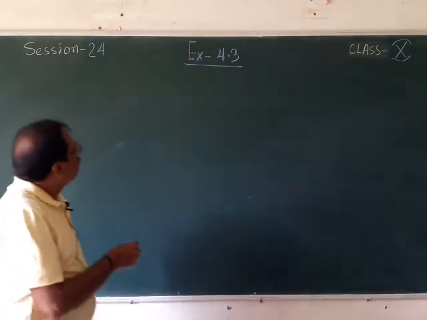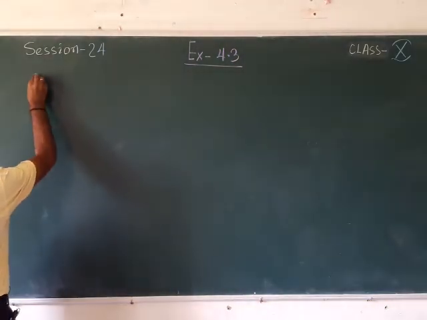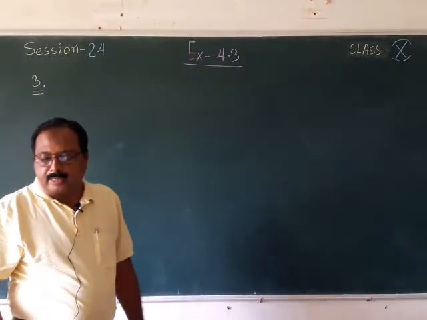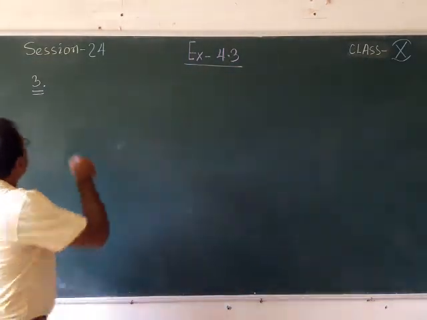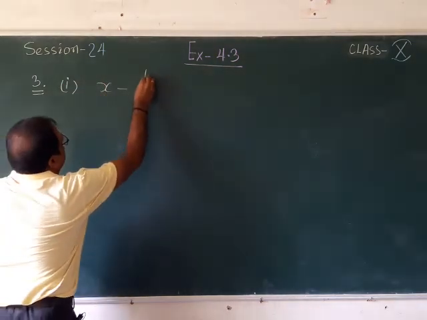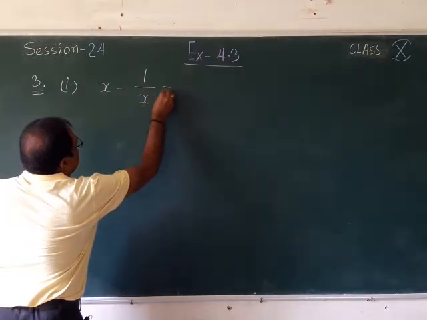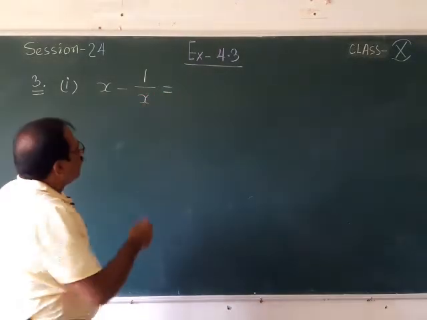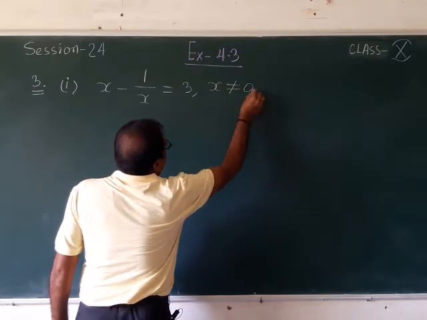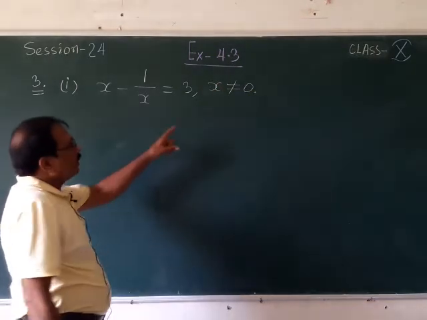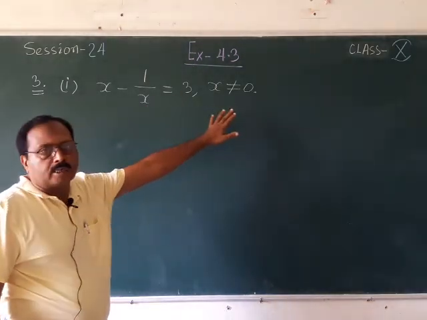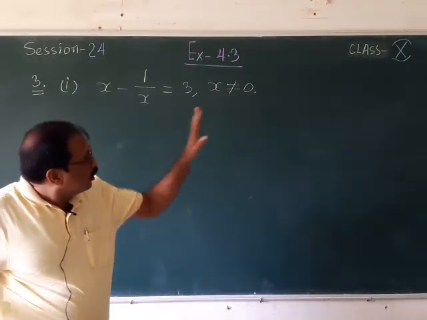Now today I am going to discuss question number 3. Question number 3 of exercise 4.3 of your NCERT book is like this. There are two questions. First I am doing question number 1: x minus 1 by x is equal to 3, and here it is written that x does not equal 0. This condition is written because if x is 0, then the equation cannot be in the form of a quadratic equation.